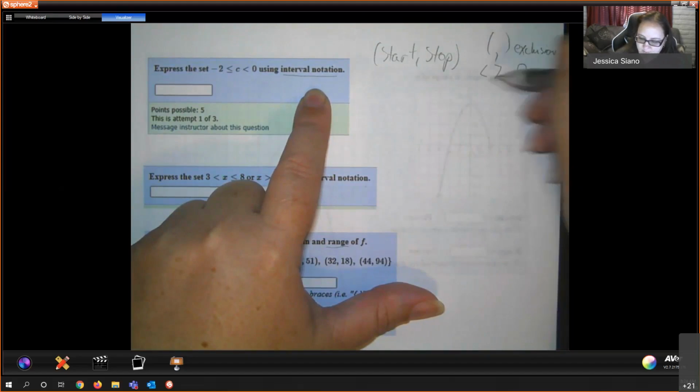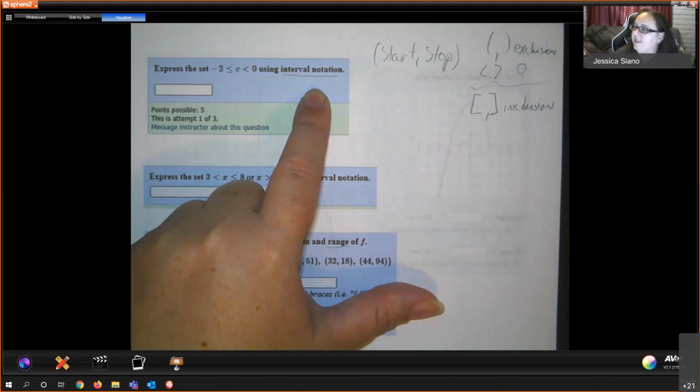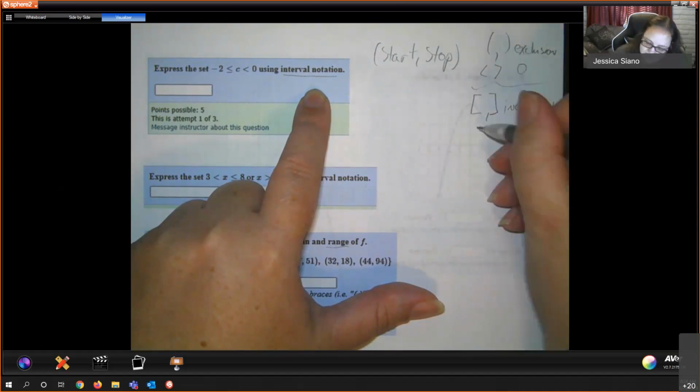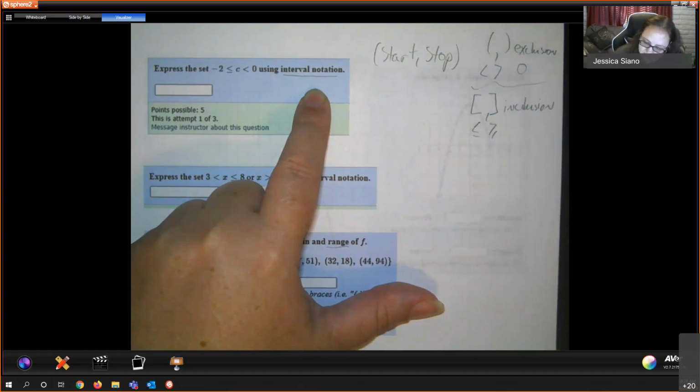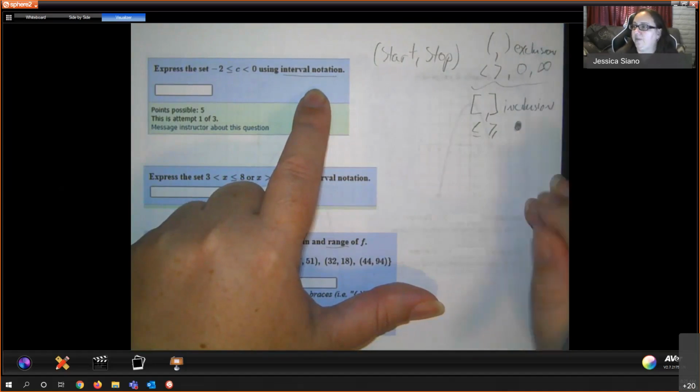see an open circle. And then my brackets are symbols of inclusion. That means the number next to the bracket is always included in my set. And we use the brackets when we see less than or equal to, greater than or equal to, or a closed dot. We also use brackets if it's a point on a graph, because a point would be a closed dot.